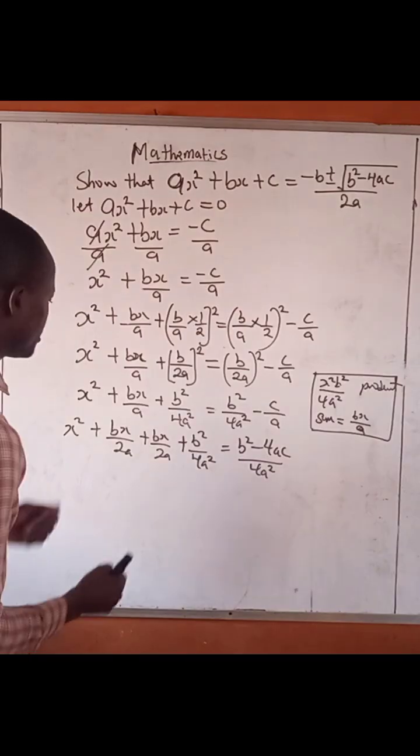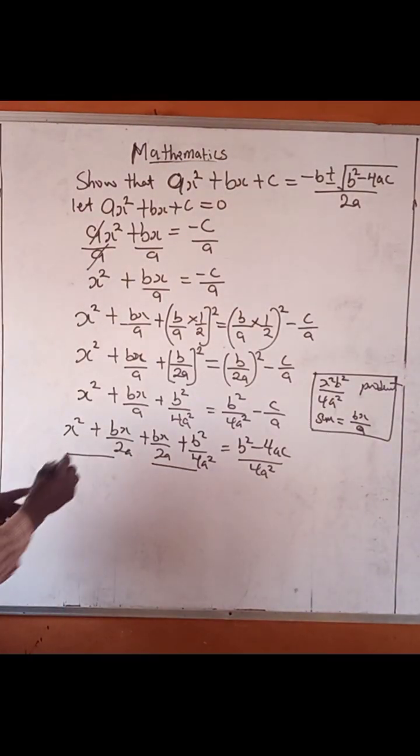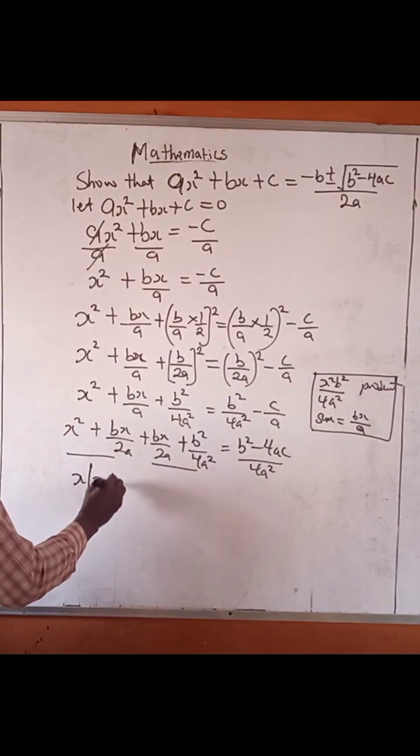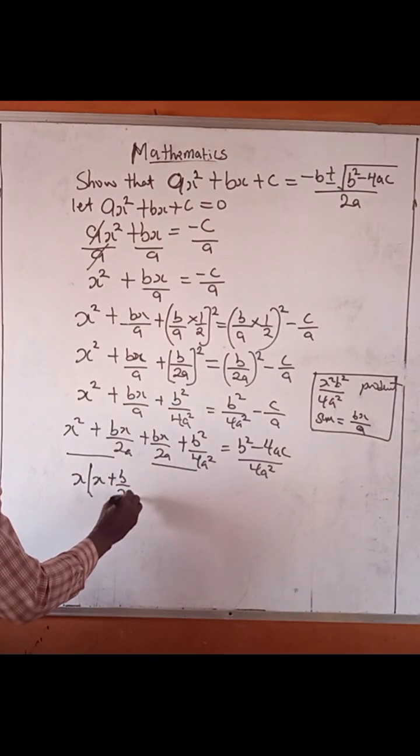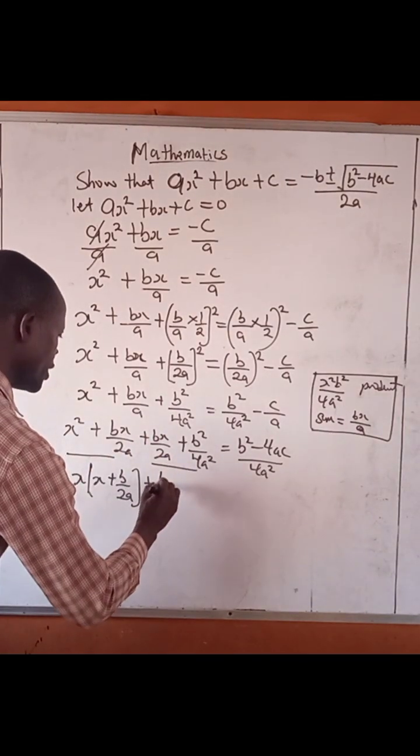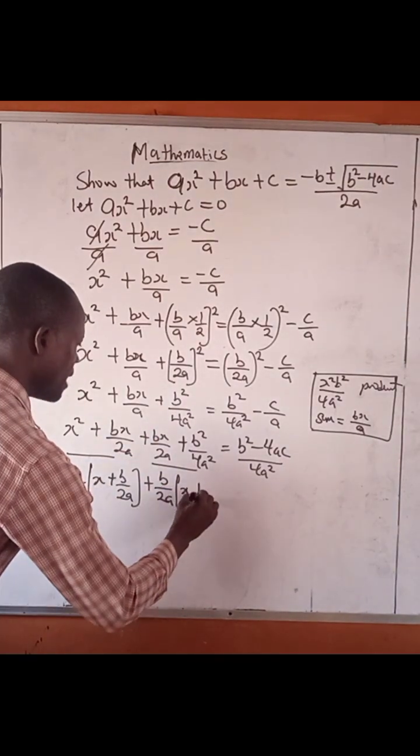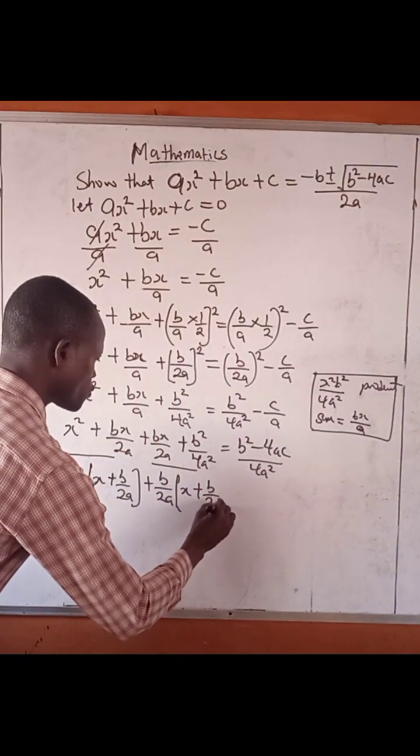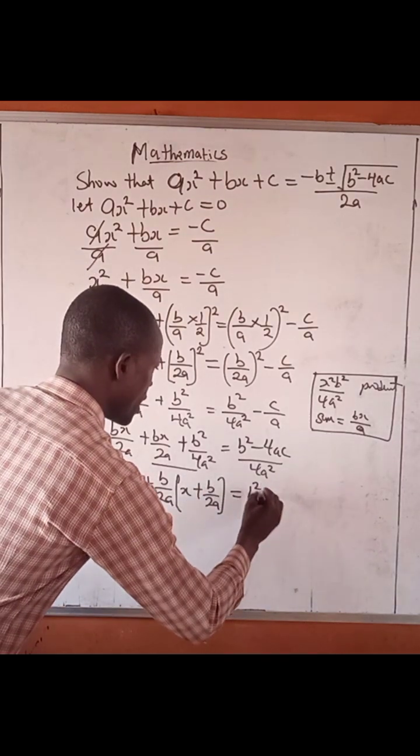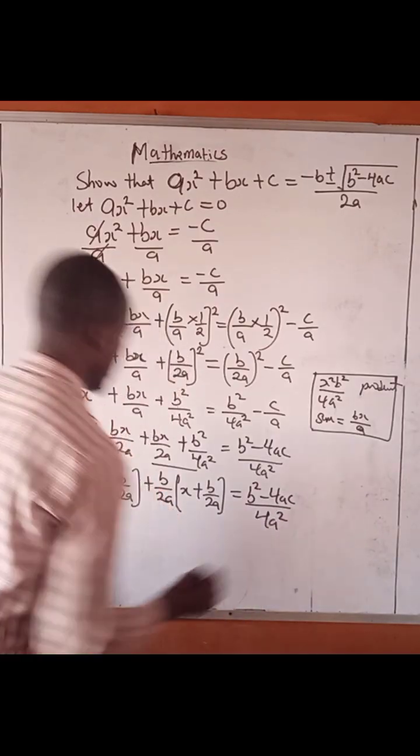Now, having done that, the next thing is to factorize these two. So what comes out here is x into x plus b over 2a. Then plus the same value, what comes out here, b over 2a, you are left with x. Then plus b over 2a. Then equal to b squared minus 4ac over 4a squared.